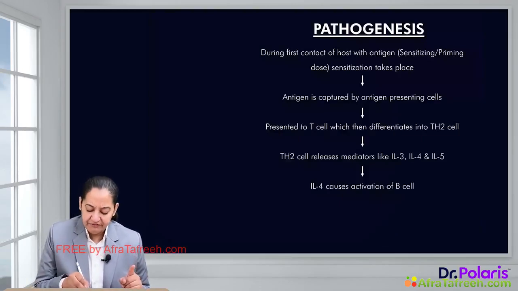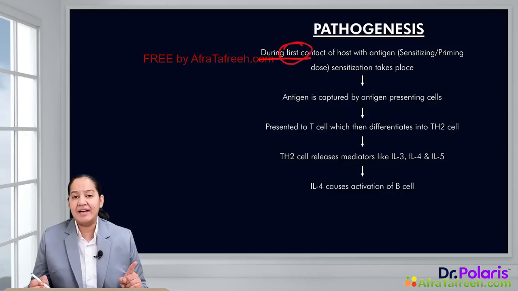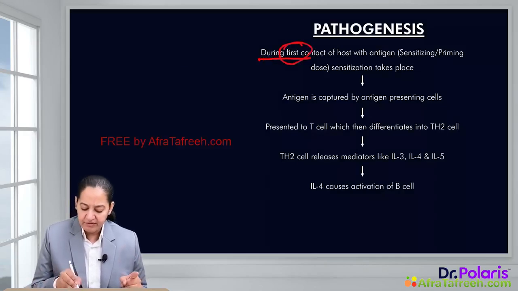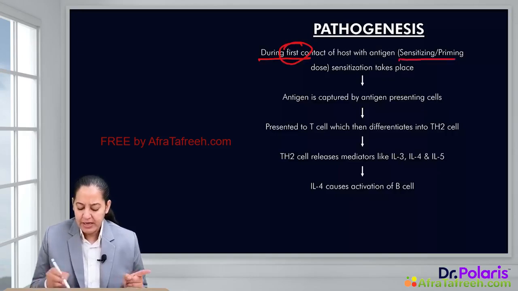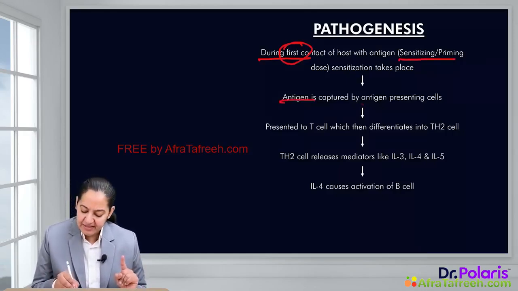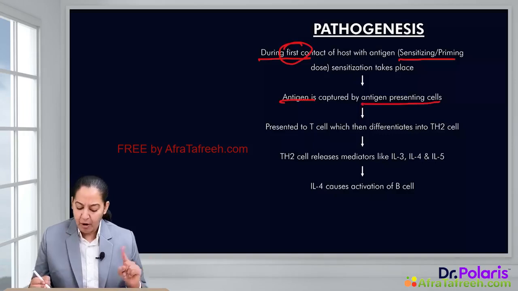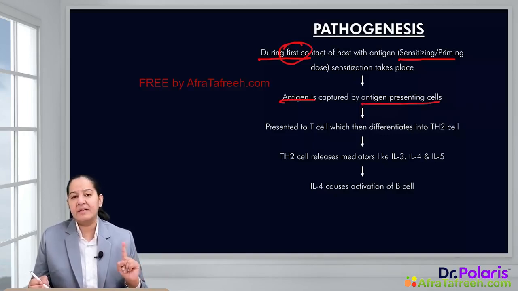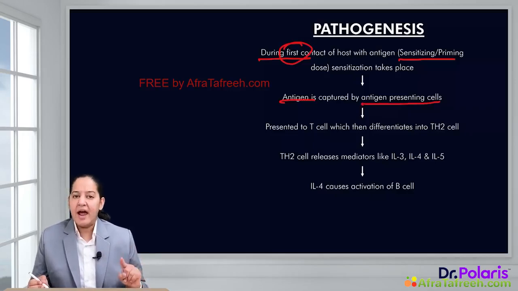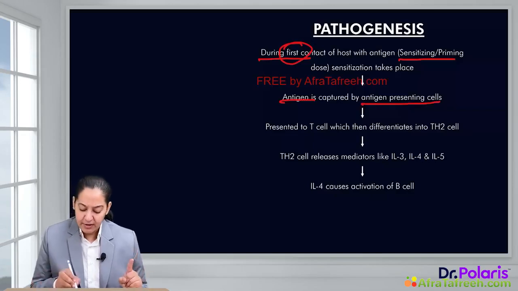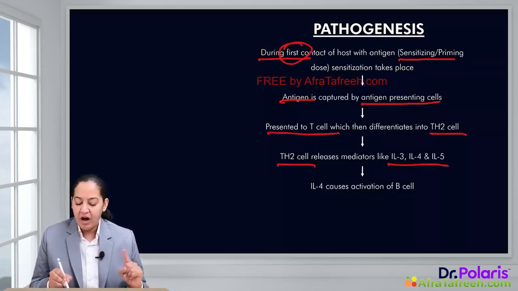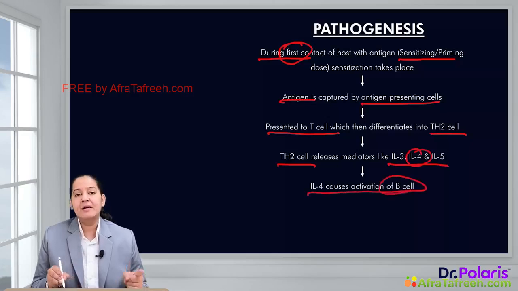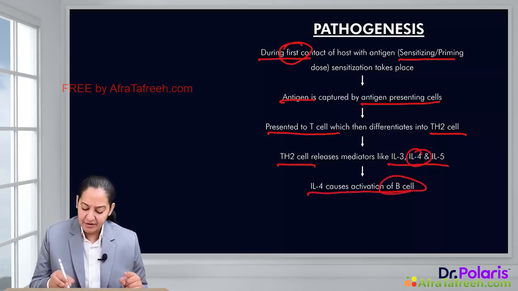So as I have told you, during the first contact, whenever the allergen enters the host body for the first time, this is known as sensitizing dose or priming dose. So antigen is captured by the first cell. The first cell is the antigen presenting cell or dendritic cell. After engulfing the antigen, the antigen presenting cell degrades and processes the antigen and presents it on the surface to the Th2 cell. Th2 cell secretes cytokines, that is interleukin 3, 4, 5, out of which interleukin 4 activates B cell. So first of all antigen presenting cells are coming.